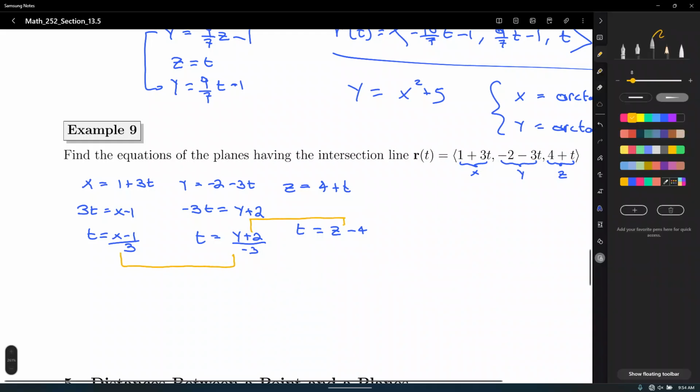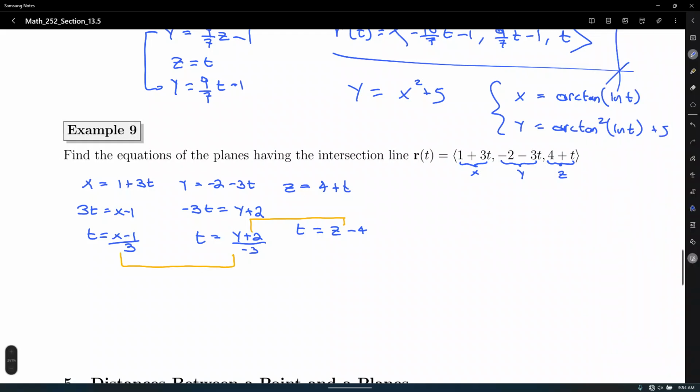All right? So from here, this means x minus 1 over 3 is equal to y plus 2 over negative 3. And over here, y plus 2 over negative 3 equals z minus 4. Notice how in those 2 last equations, we just got rid of the variable t. And we have equations that depend on x and y. And because of the powers of 1, that indicates that we're going to get equations of planes.